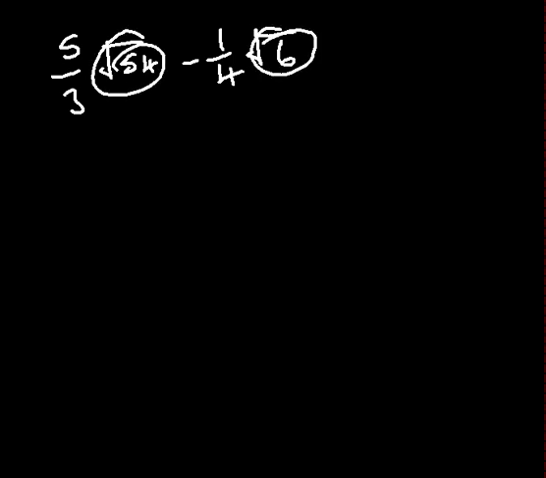And what if we have something like this? Let's say we have 5 over 3 times the square root of 54, minus 1 over 4 times the square root of 6. So how do you think this can be expressed? By the way, these are unlike terms, because what we have inside is different. We have 6 and we have 54, but the lowest value is 6.